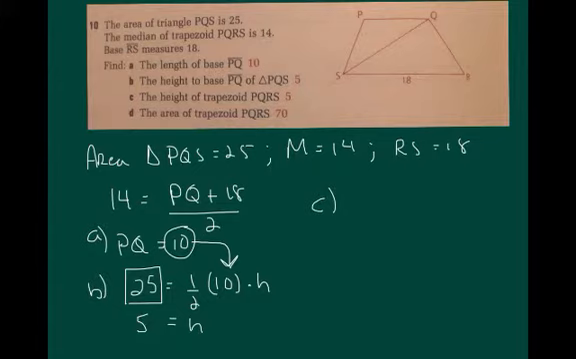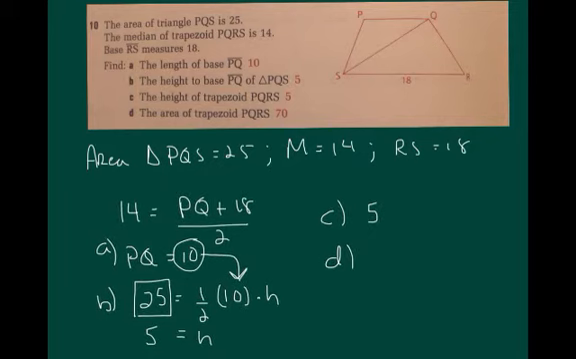Okay, in part C, they want the height of the trapezoid. Well, that's the same as B. If the height of the triangle is 5, then the height of the trapezoid also equals 5. Finally, in part D, they ask us to find the area of the trapezoid, which I'm just going to use as median times height. The median, of course, they gave us is 14, and the height we found in part C is 5. 14 times 5 equals 70.